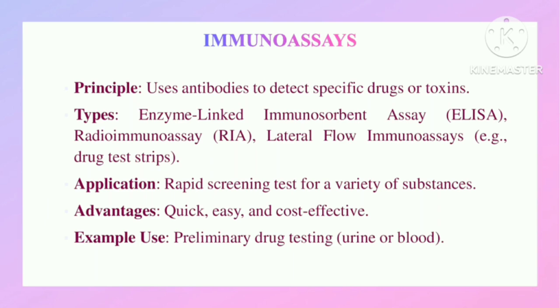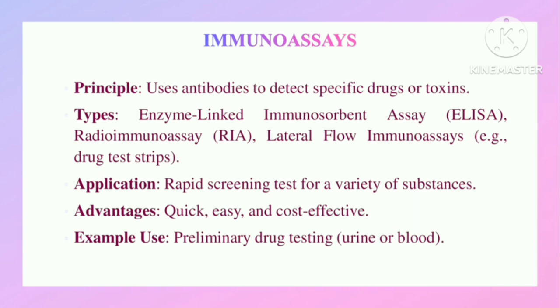Coming to immunoassays. Immunoassay is a laboratory test that uses antibodies and antigens to detect and measure the presence or concentration of specific substances in a sample. It works on the principle of antibodies detecting specific drugs or toxins. Their types are enzyme-linked immunosorbent assay, that is ELISA, radioimmunoassay, and lateral flow immunoassay.